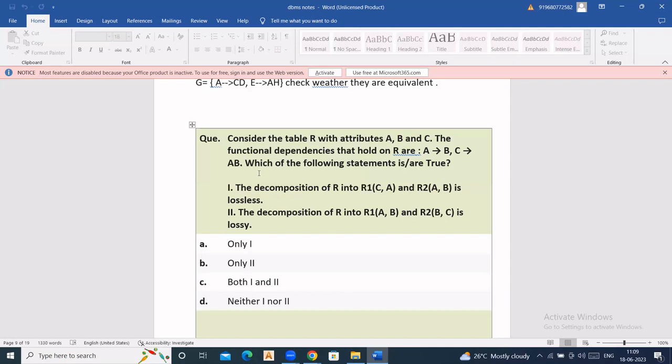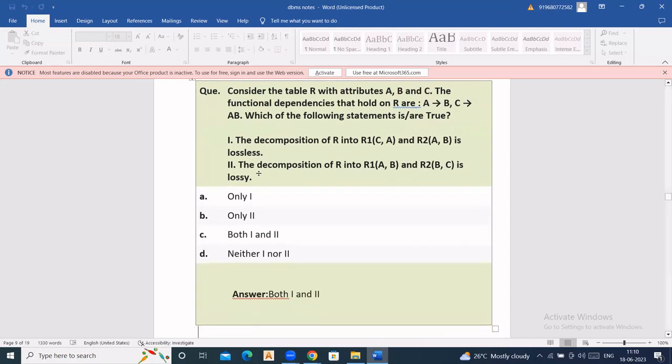What is the functional dependency representation? A to B no. C to AB no. So that means it is what? Lossless or lossy? Right now, it's lossy. Now see the options. So first one they have said that is the lossless. So that is true. Okay, second one also what they said? It's lossy. What is the correct answer? Option C. Because both are, they are only telling that it is lossy. So read the question first.